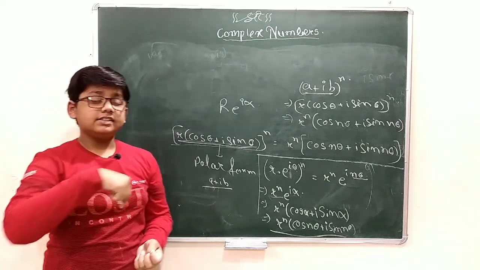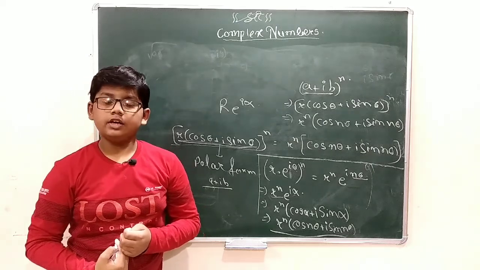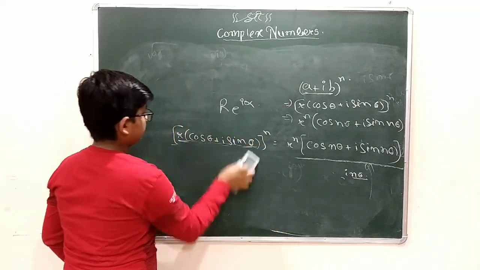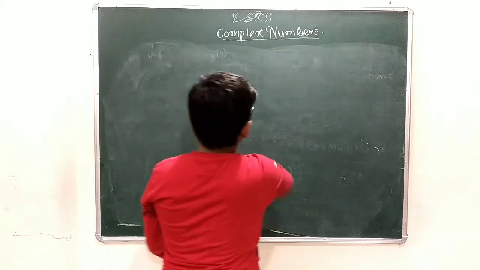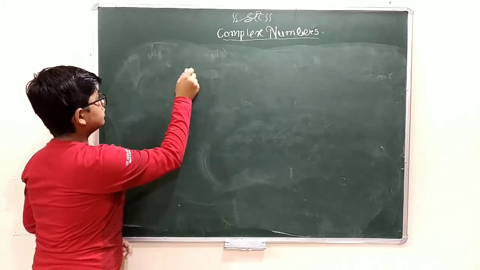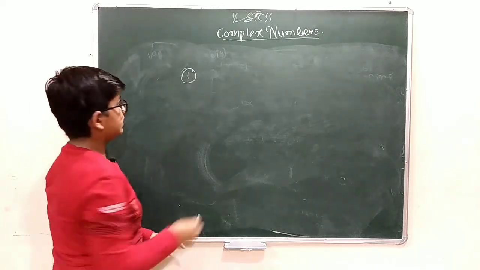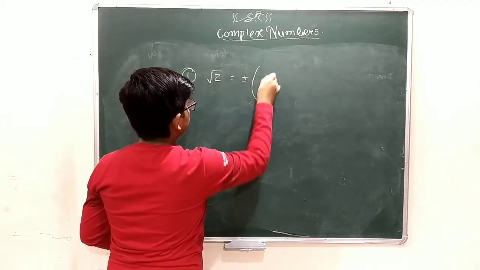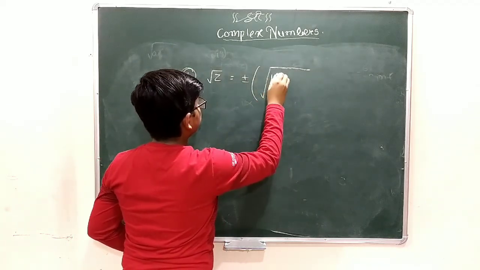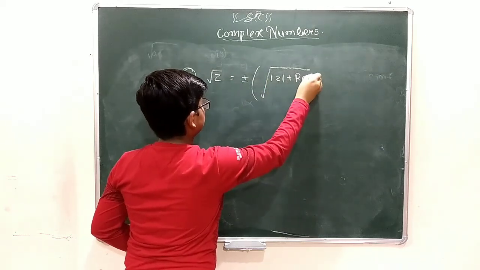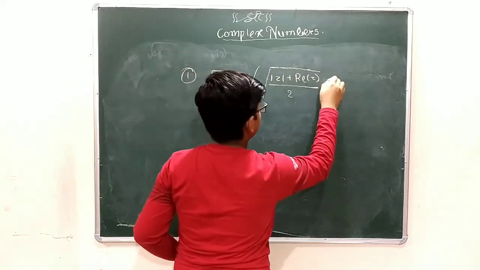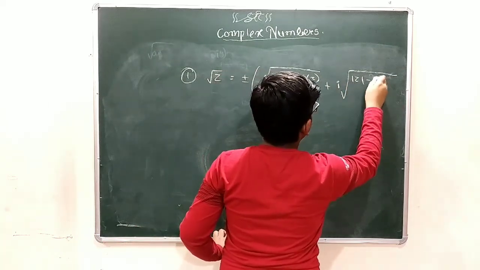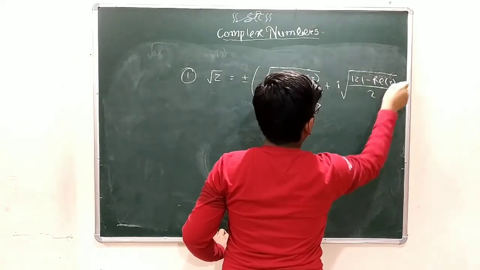Also we have learned what is the square root of a complex number and derived its formula. Now we will summarize all that we have learned. First, square root of z is equal to plus or minus square root of (mod z plus real part of z) upon 2, plus i into square root of (mod z minus real part of z) upon 2.